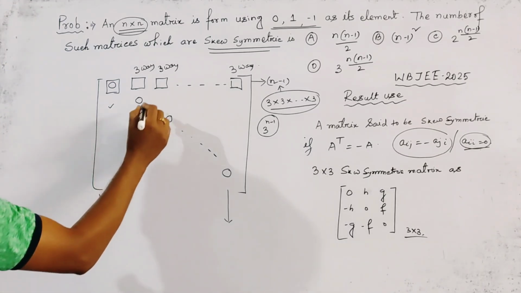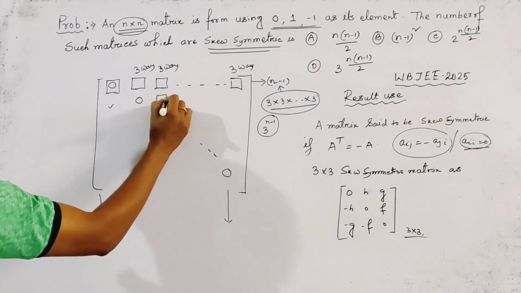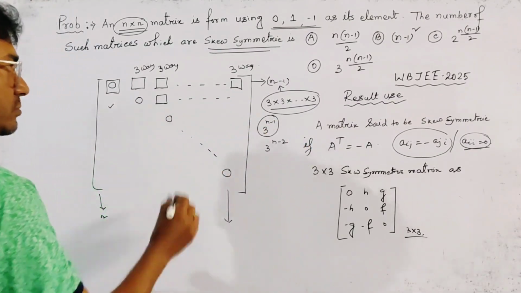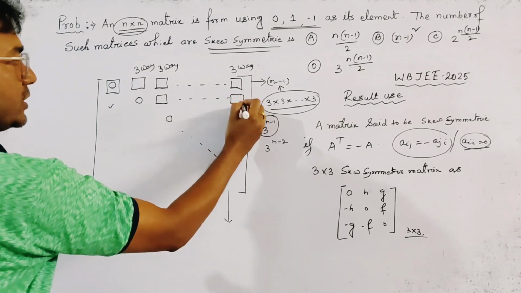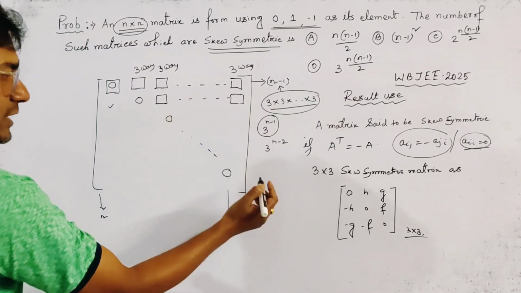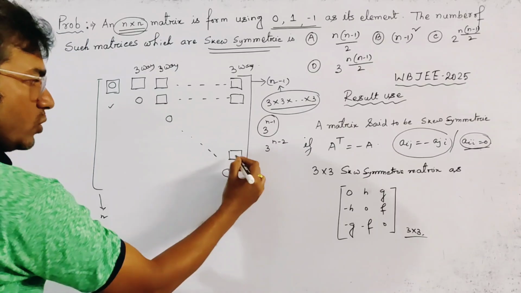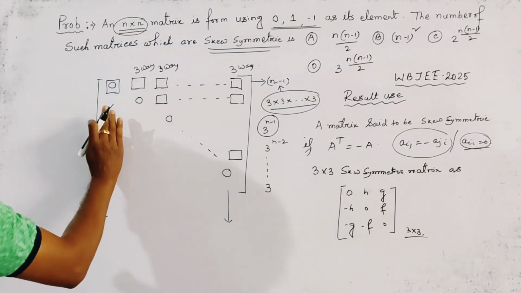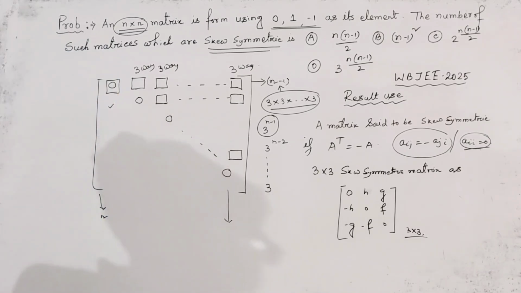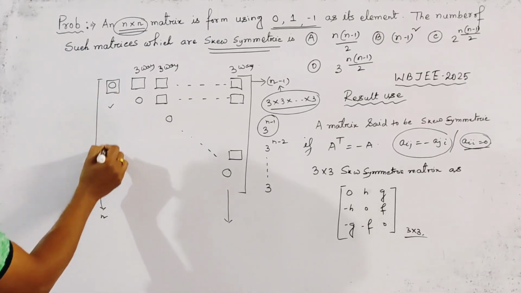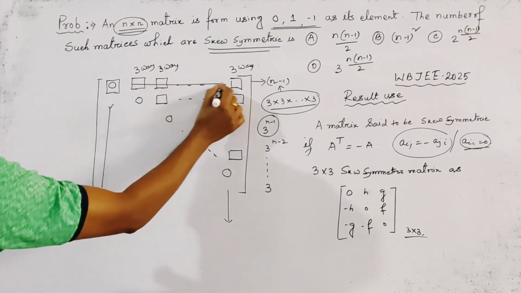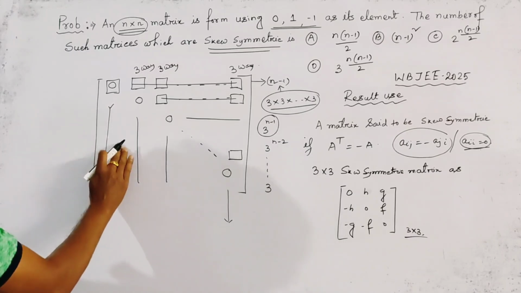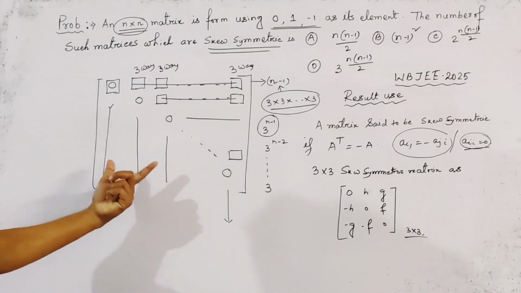Similarly, the second row is also filled in 3 to the power n-2 ways, because there are only n-2 blanks. Similarly, here there is only 1 blank, which is filled in 3 ways. For the lower diagonal elements, this element depends only on the first row, this one only on the second row, this one only on the third row, so there are no extra ways to fill these elements.